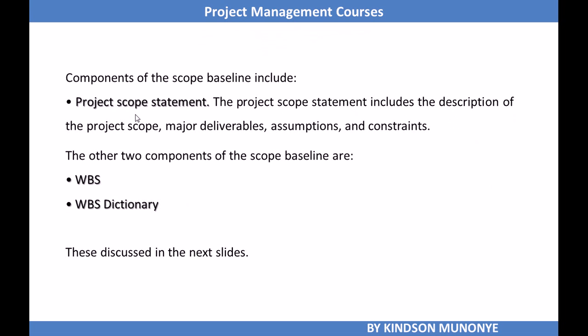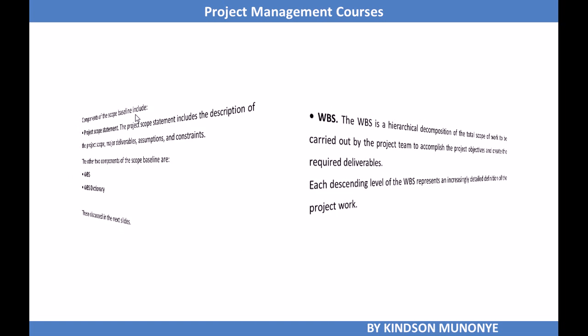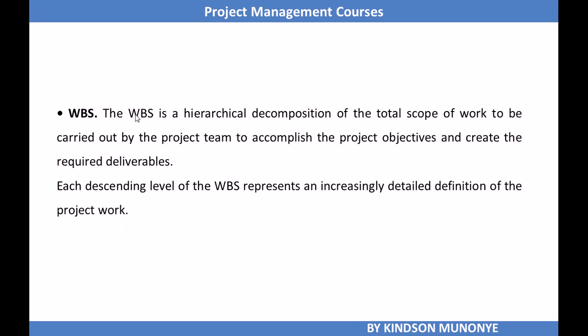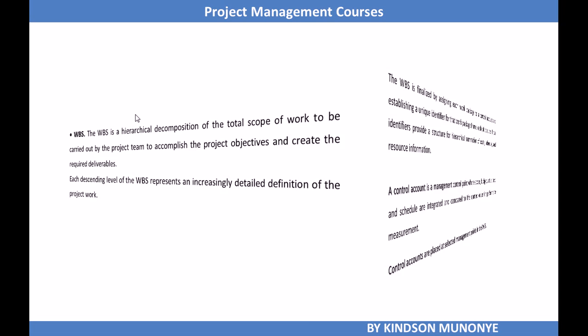We say that the components of the scope baseline are the project scope statement, the WBS and the WBS dictionary. The project scope statement includes the description of the project scope, major deliverables, assumptions, and constraints. Now let's take a look at the WBS and the WBS dictionary. The WBS is a hierarchical decomposition of the total work to be carried out by the project team to accomplish the project objectives and create required deliverables. Each descending level of the WBS represents an increasingly detailed definition of the project work.